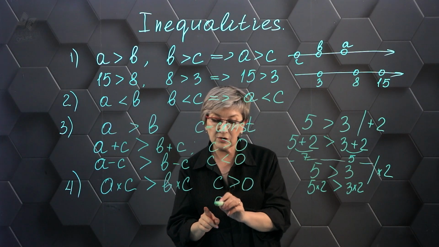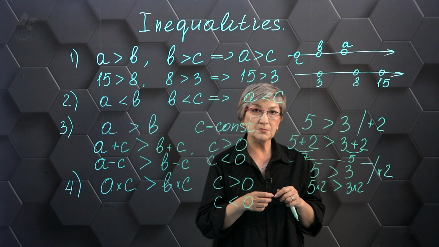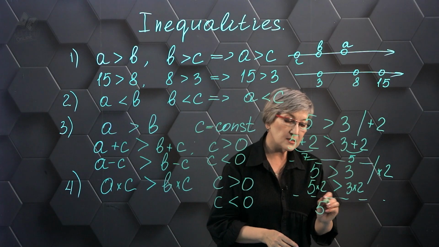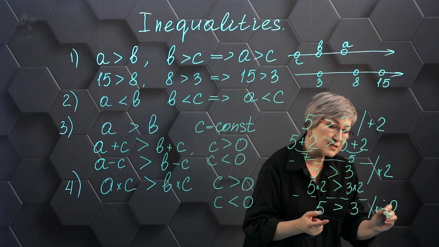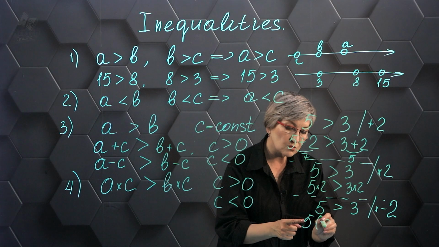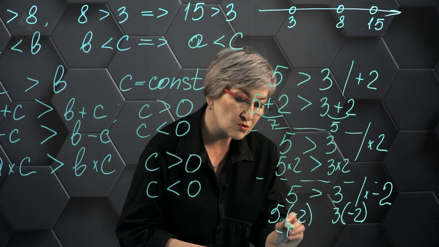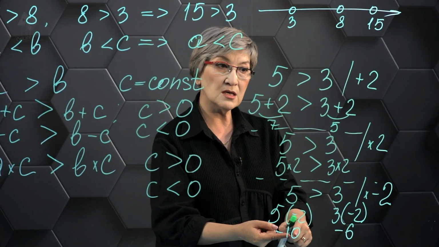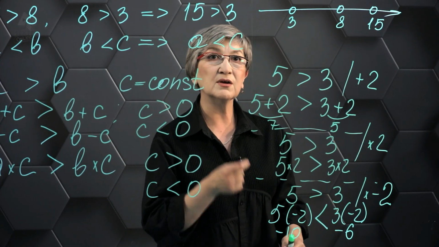But if we multiply the left and right sides by a negative number, what is the resulting rule? Let's go through the example first. The same example. 5 is greater than 3. I'll multiply the left and right parts by a negative number, minus 2. What is the result? 5 times minus 2 and 3 times minus 2. 5 times minus 2 is minus 10 and 3 times minus 2 is minus 6. But minus 10 is less than minus 6. As a result, the sign of the inequality changes.